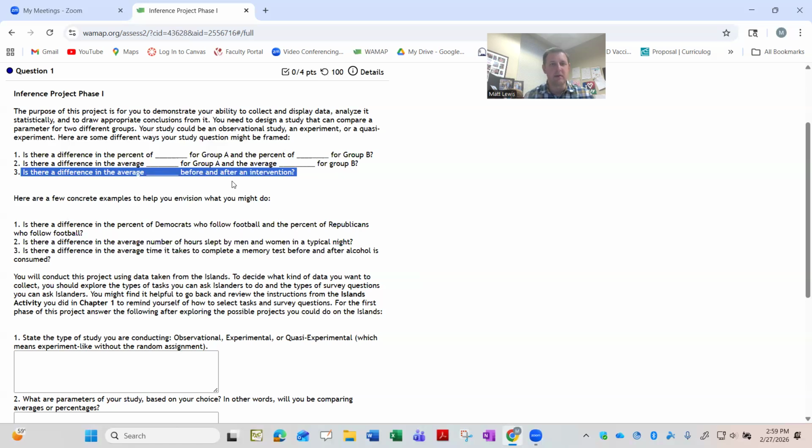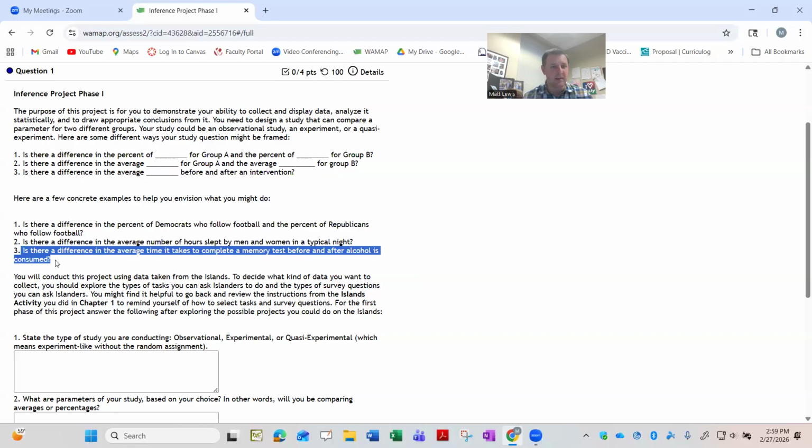And then finally, number three, you can run essentially a paired data test. Is there a difference in the average of something before and after some sort of intervention? This example here is one that you actually did in an earlier assignment. Is there a difference in the average time it takes to complete a memory test before and after alcohol is consumed? So that would be a paired data test. So two proportions is number one, two means is number two, and paired data is number three. You just have to pick one of those formats to base your question around.